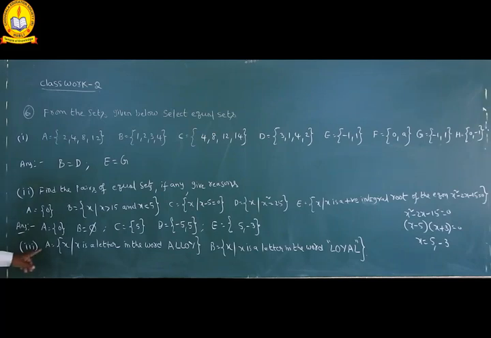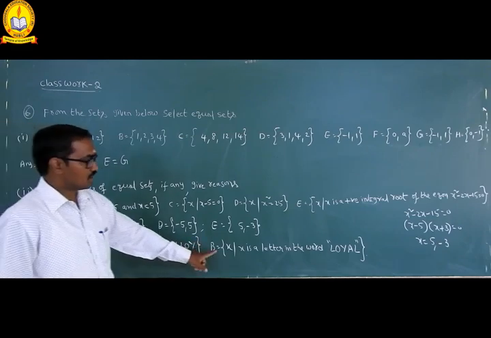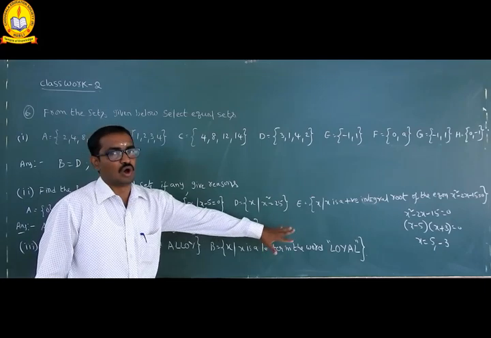Next, question number 3. Set A is equal to {x is such that x is a letter in the word alloy}. In the second question, you can directly write the answer: there is no pair of equal sets. Set A is equal to {x : x is a letter in the word alloy}. Set B is equal to {x : x is a letter in the word loyal}.